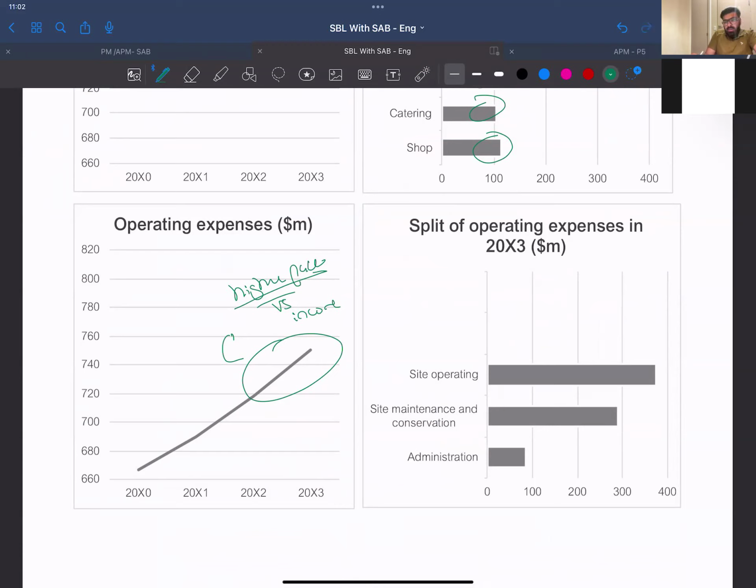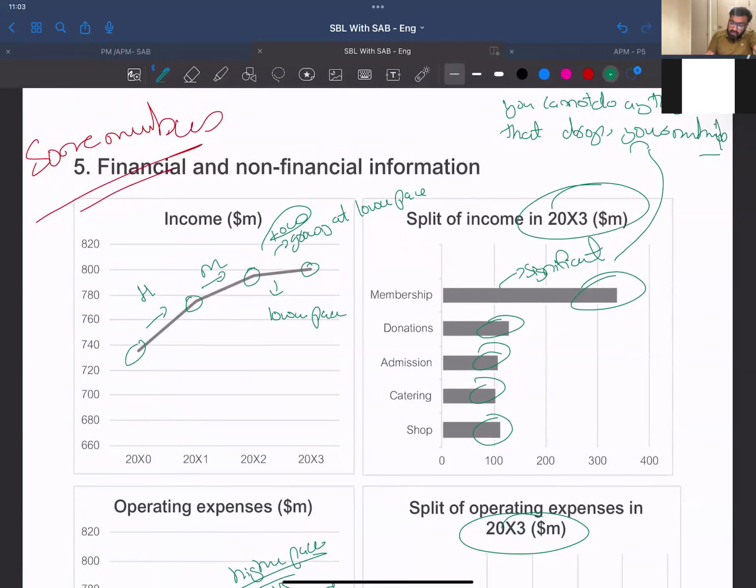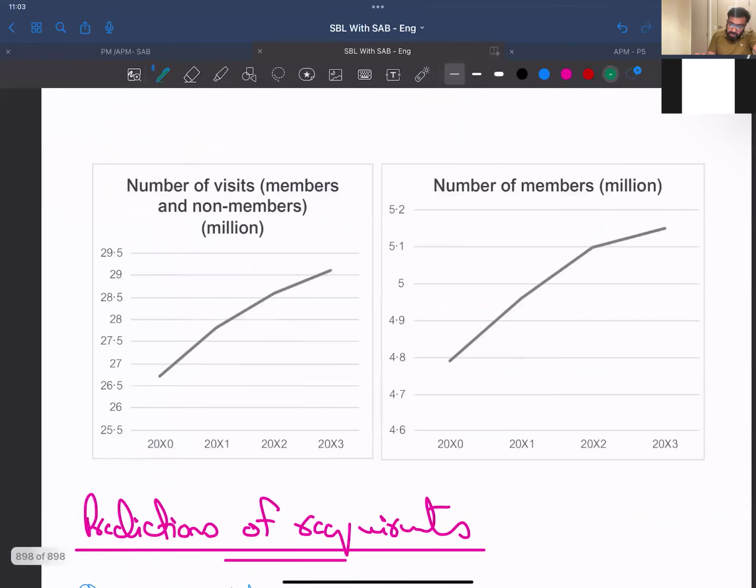Then we have site operating expenses, right? Site operating expenses now. What's that? Site expenses. So site operating, maintenance, administration. Administration is always the lower one, and this is only of 1 year. Then this is of 4 years. So a combined set of data.